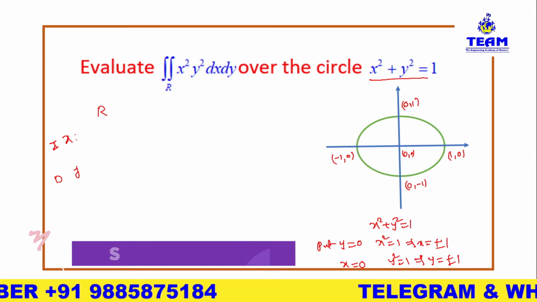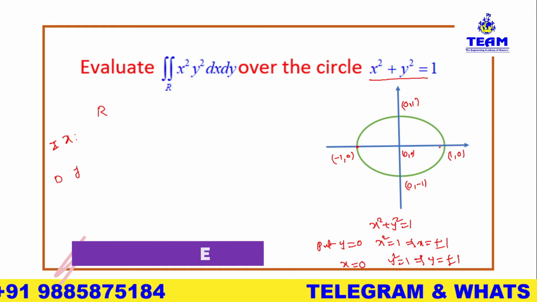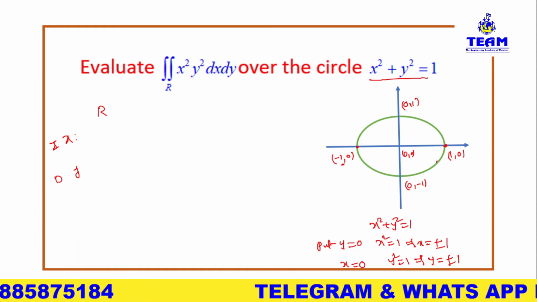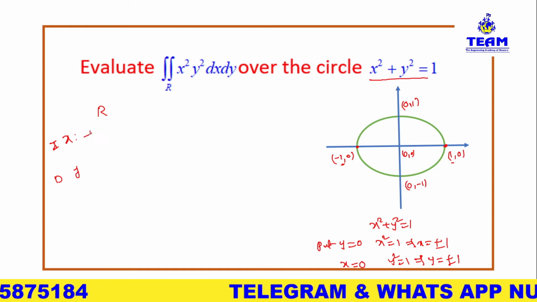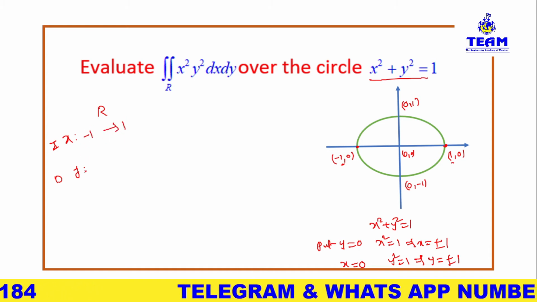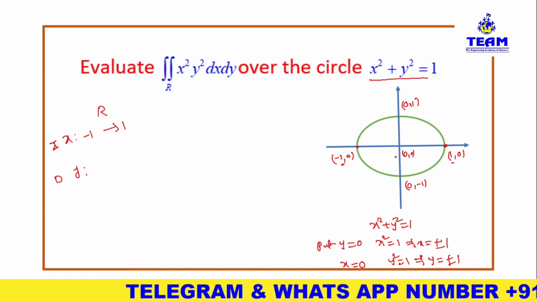Now I want it over the entire circle. So x is moving from this point to this point. So what about the x values here? Tell me. On the left side you have minus 1. Here you have 1. So x is moving from minus 1 to plus 1. Lower limit is minus 1. Upper limit is 1. Next I want the y value. Here I have to take y as dependent, not independent. Don't take it directly like this.